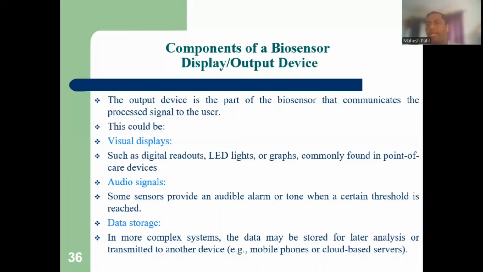But in some complex systems, I may have to refer back to the data for further analysis. In those cases, I may have to store the data for later analysis, or use the cloud, sharing the data and saving it on mobile or cloud-based servers. The best example is step counters, where the data is stored on a mobile phone or cloud-based servers. So this is the display or output device.